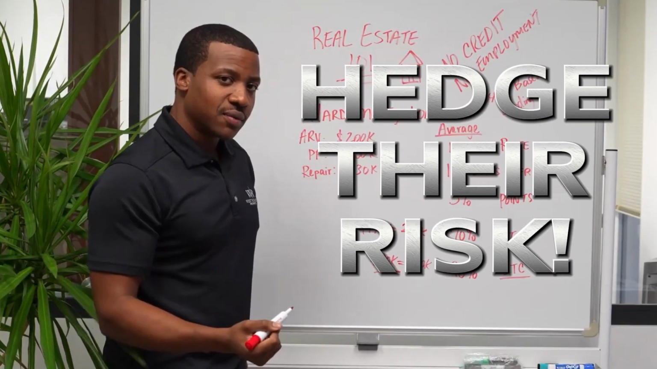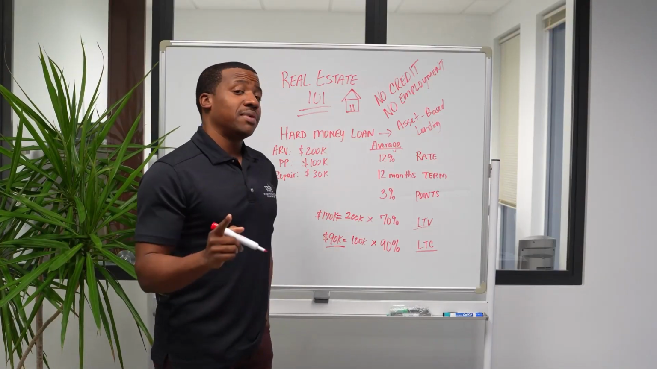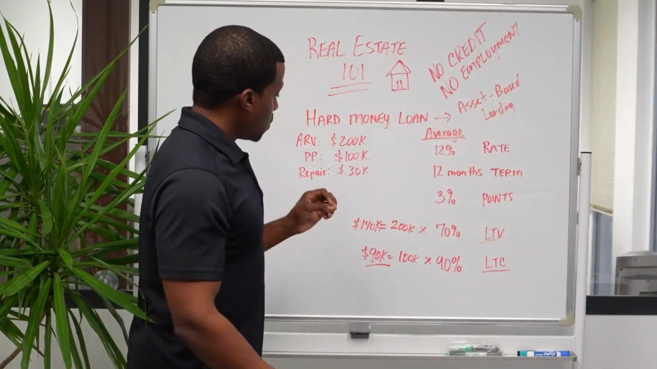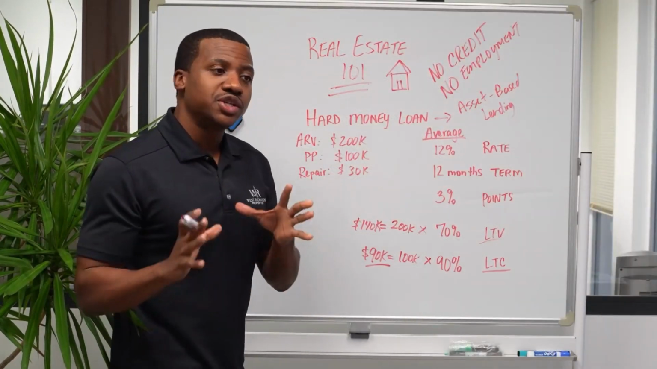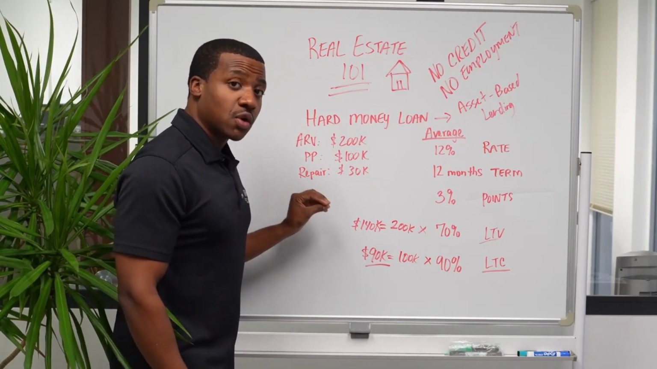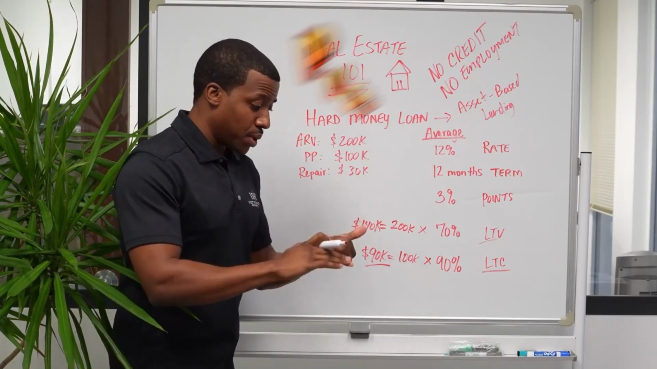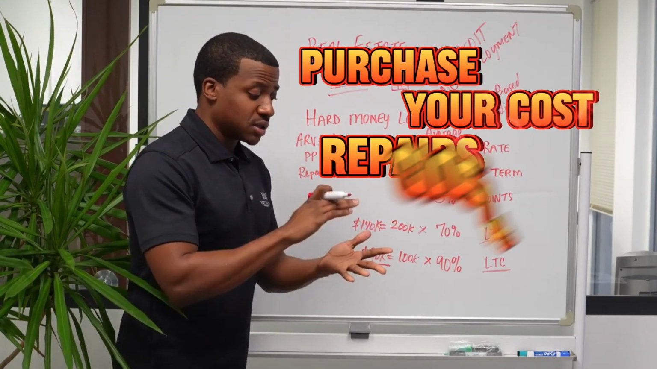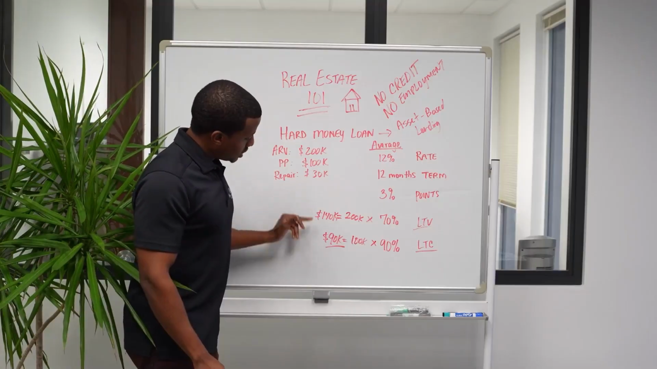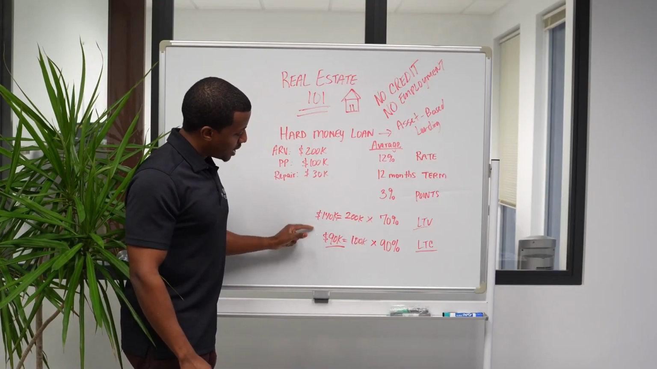This is how they hedge their risk, okay? Now again, remember I said they will finance you up to 100% of your repair budget. So simple numbers, what is your actual loan amount going to be here? Always remember the maximum you can qualify for, the maximum amount of money covering purchase, repairs, and closing costs, is $140,000. So we know we still have room between the 90 and the 140 that we can still get.